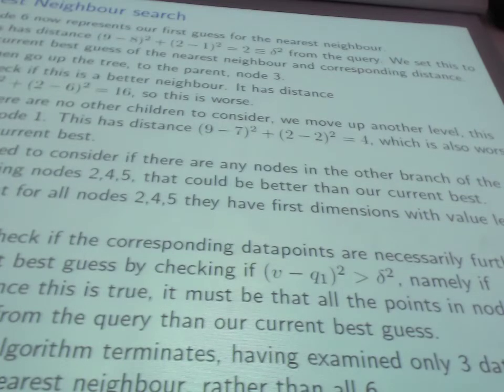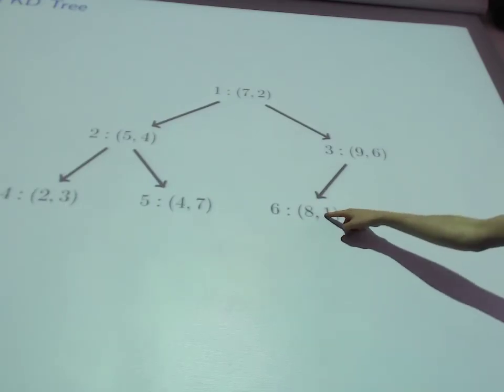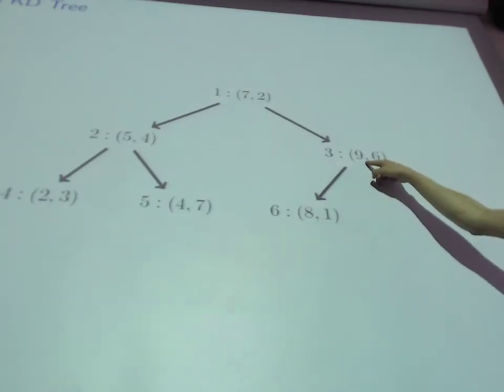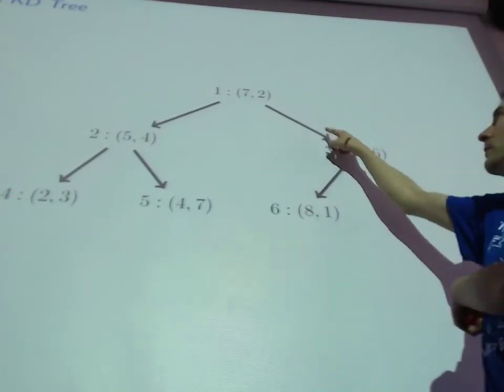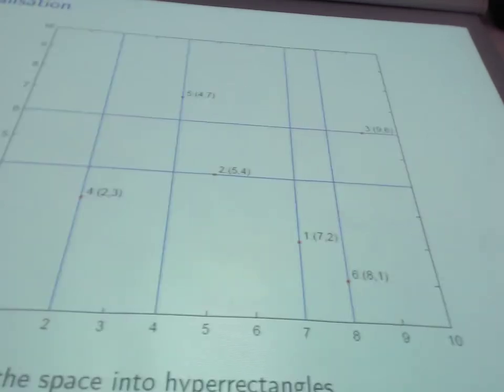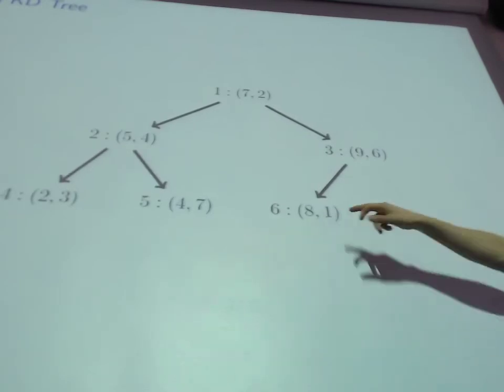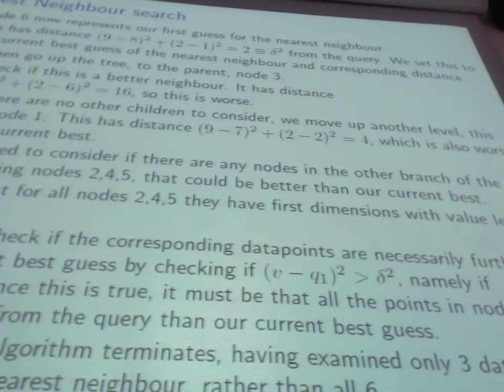In this case, there are no children except the one we've already examined, so there's nowhere else to go except up. We need to get to another data point, so we go up to here, to 7, 2. Remember that node 6 remains our best guess, with squared distance 2. The top one is 7, 2, and it has a squared distance of 4. That's also worse than our best guess, which is 2.